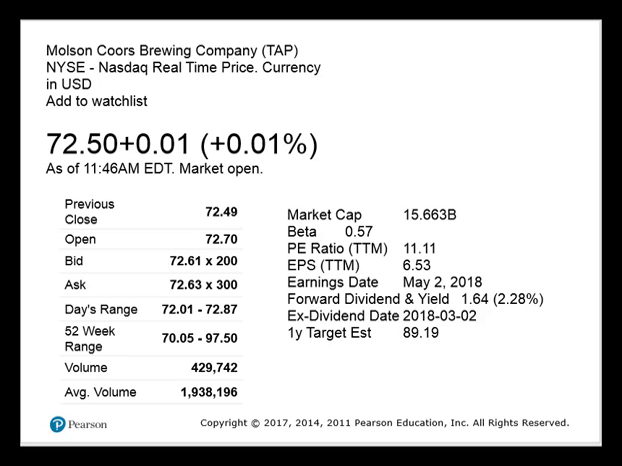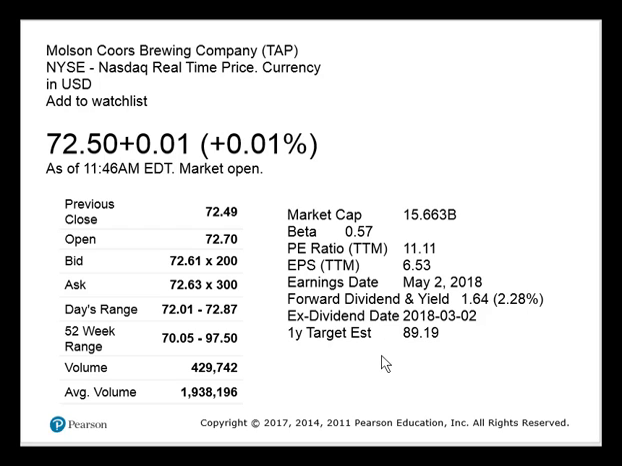So let's ask some other questions. On average, if you look at this, we would say that on this day the trading was very light. There wasn't a lot of activity relative to the average on this share. So what does market capitalization mean? This company has a market wealth of $15.663 billion. If you take the stock price and multiply it by the number of shares outstanding, that's what the entire company would cost to buy all of its stock.